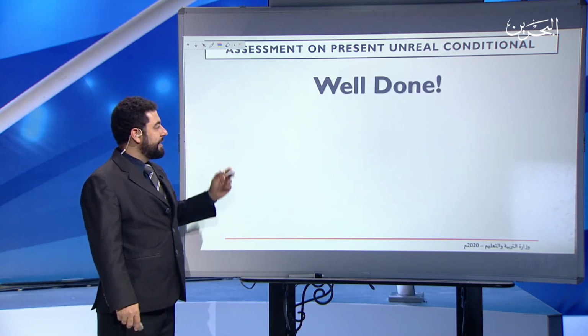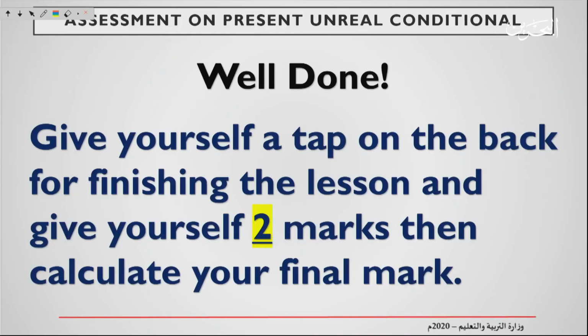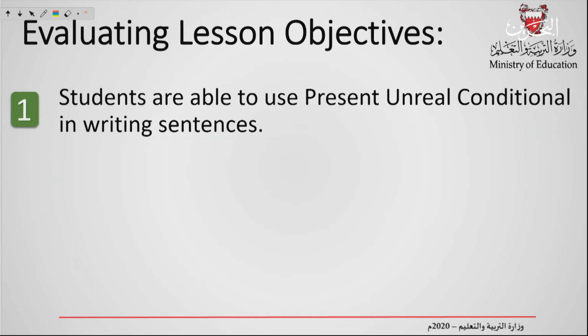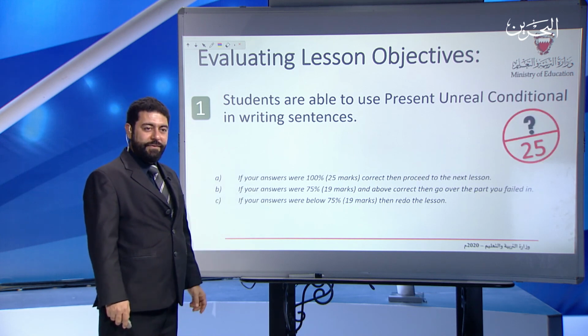All right, well done. Give yourself a tap on the back for finishing the lesson and give yourself 2 marks and then calculate your final mark. Now, you are able to use the present and real conditional in writing sentences. And you have a mark of 25.